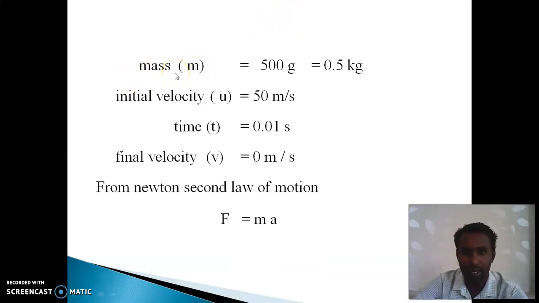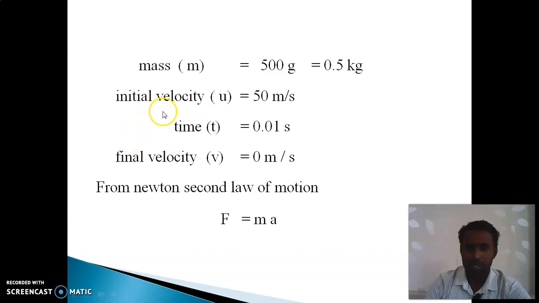Mass equal to 500 gram. So the first step, you have to convert 500 gram into kilogram. So we have to divide by 1000, so 0.5 kilogram. So mass is 500 gram, and you have to convert the mass into kilogram. So 500 divided by 1000 means 0.5 kilogram we have obtained.